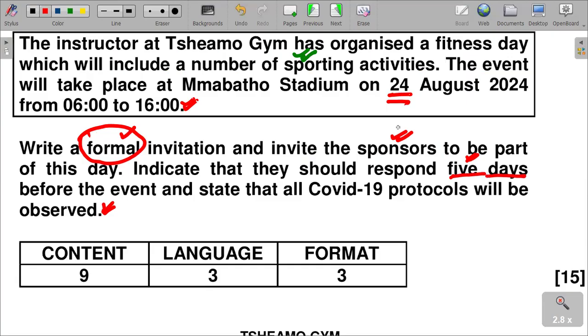And the event is taking place on 24 August. So as you write the invitation, obviously 5 days before this, it is going to say, please may you confirm your availability not later than 19th of August, because we are calculating the 5 days before here. You should indicate that this is going to be 19 August. I'm showing you this because sometimes you make mistakes on that. You don't take it into account as you are drafting before writing. 19 August is the reservation date which they are expected to work with.